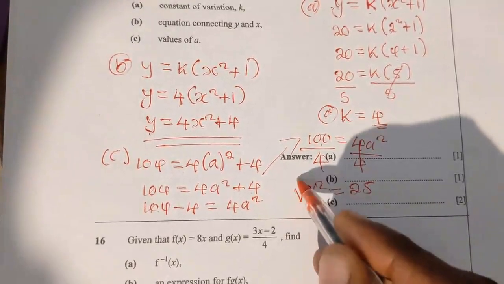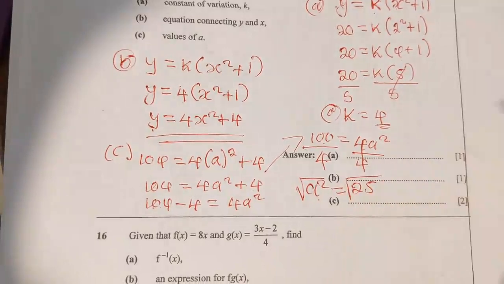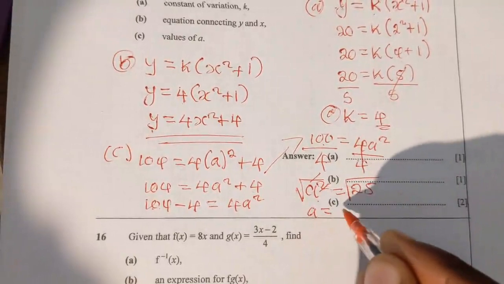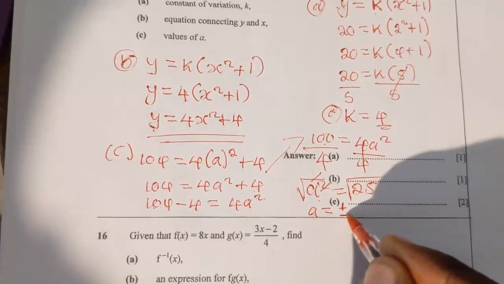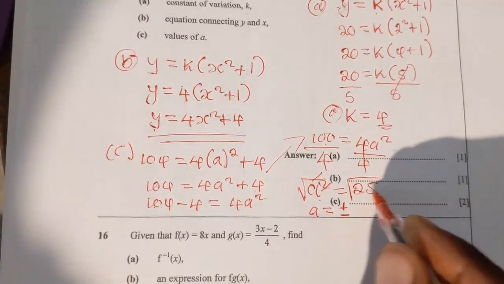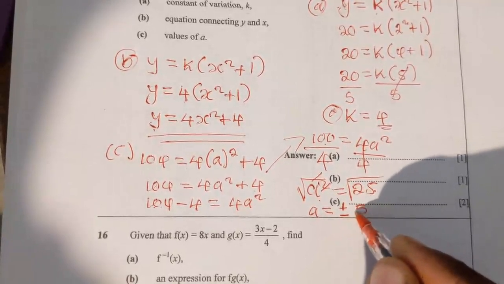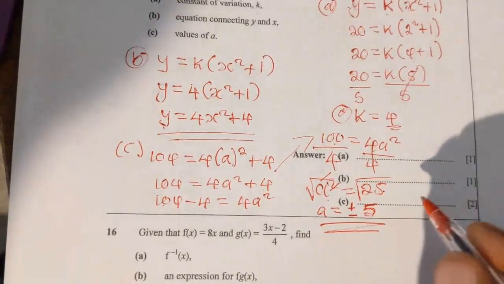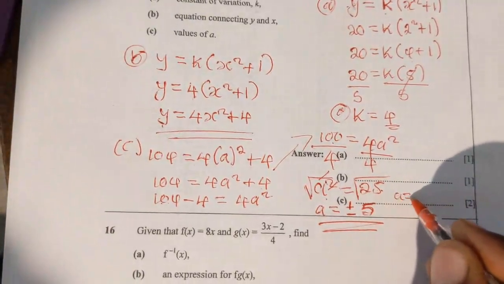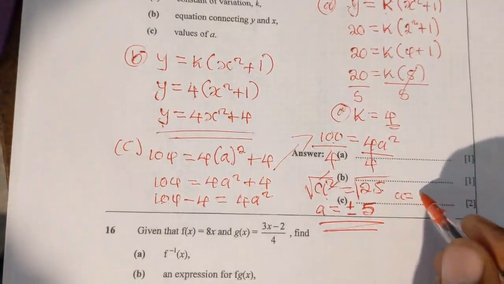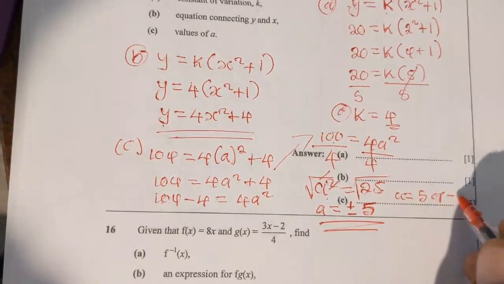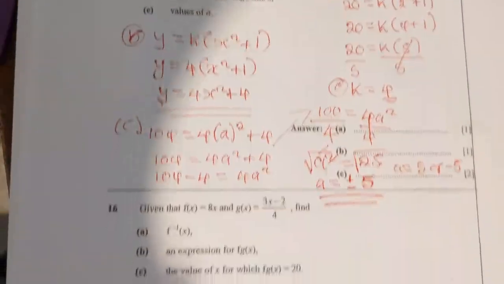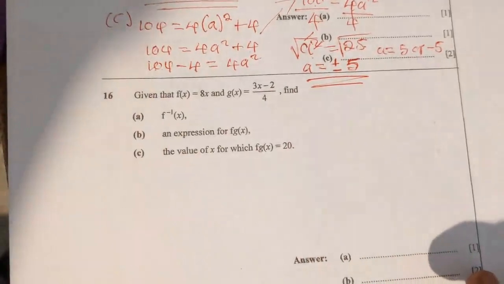So you introduce a square root on both sides. So this is going to go with that, then a is going to have two answers, positive and negative. So what is the square root of 25? The square root of 25 is 5. So this is what you're supposed to put here. You just put a is equal to positive 5 or negative 5. So that is what you're supposed to do. Done. Coming to question 16.